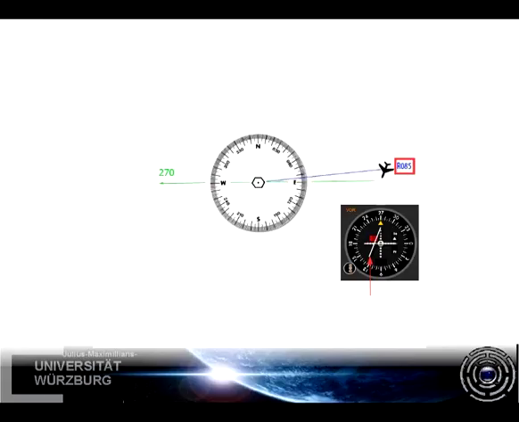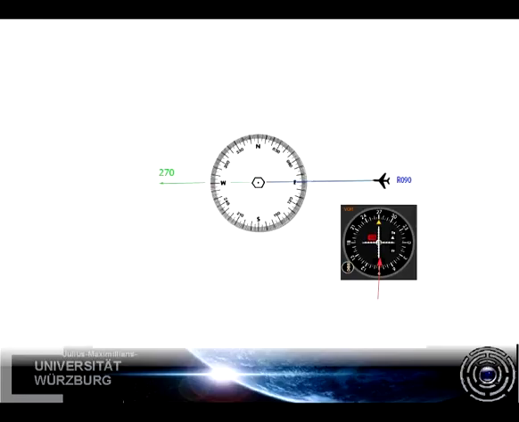As we approach the desired radial, the deviation bar starts to crawl back to the center. In this picture we are already on the 085 radial, meaning that we are only 5 degrees off course. As soon as we are on the desired radial, the deviation bar is straight in the middle. Note how the heading of the aircraft is absolutely irrelevant for this indicator. If we were to turn around now and fly into the opposite direction, the indication would not change.